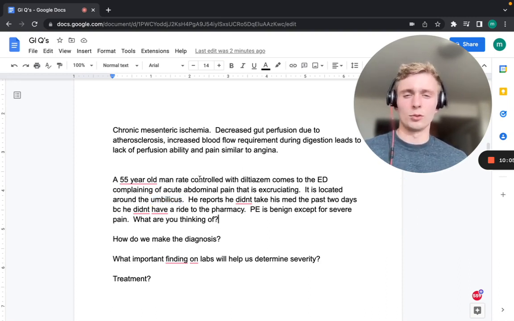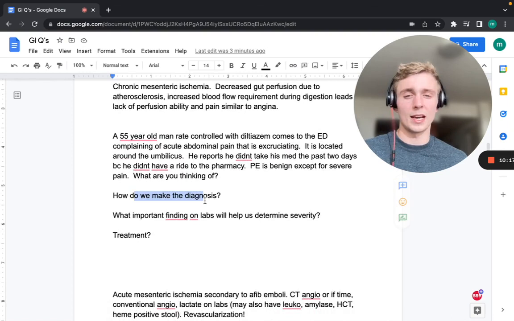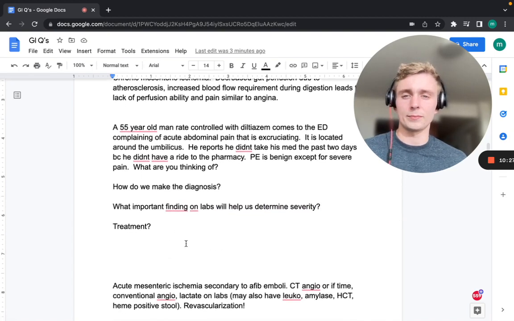So interesting, he was rate controlled on diazoxide, probably for AFib, comes to the ED, complaining of acute abdominal pain that is excruciating. And that's it. How do we make the diagnosis? What important finding on labs will help us determine the severity of this condition? So what do we find on labs that will help us determine the severity, and what is the treatment?